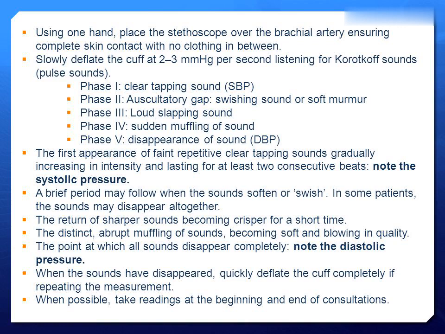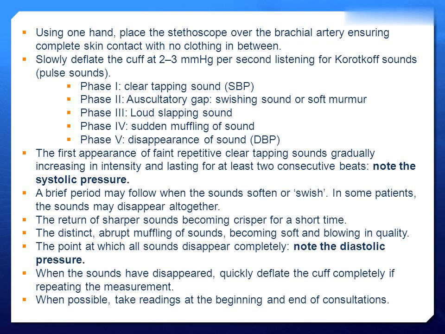Using one hand, place the stethoscope over the brachial artery, ensuring complete skin contact with no clothing in between. Slowly deflate the cuff at 2 to 3 mm of mercury per second, listening for Korotkoff sounds, pulse sounds. Phase I, clear tapping sound, SBP. Phase II, auscultatory gap, swishing sound or soft murmur. Phase III, loud slapping sound. Phase IV, sudden muffling of sound. Phase V, disappearance of sound, DBP.